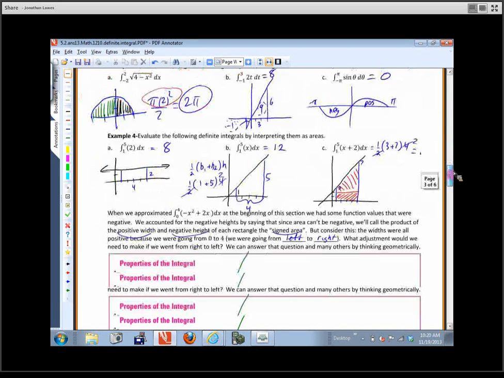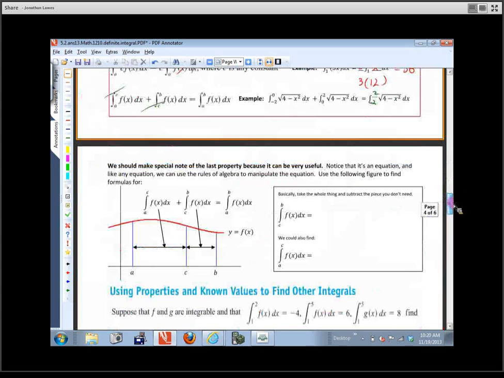Okay. Go ahead and flip the page over, and now we're going to look at a nice application of this, something that's actually kind of interesting and extremely useful.